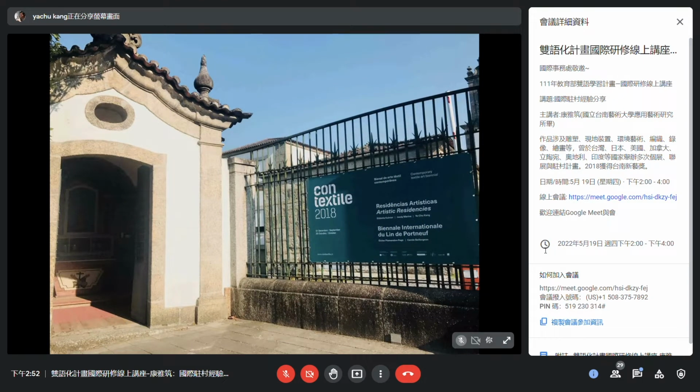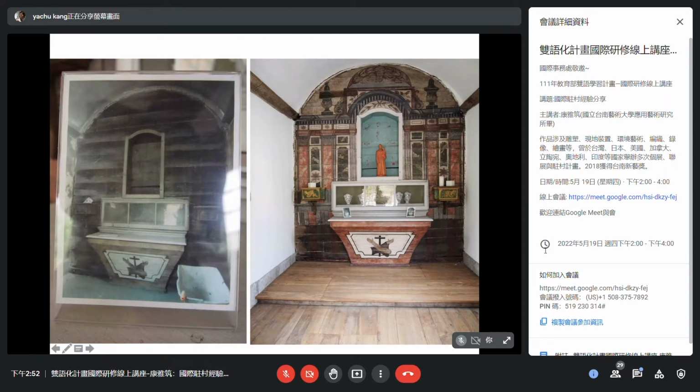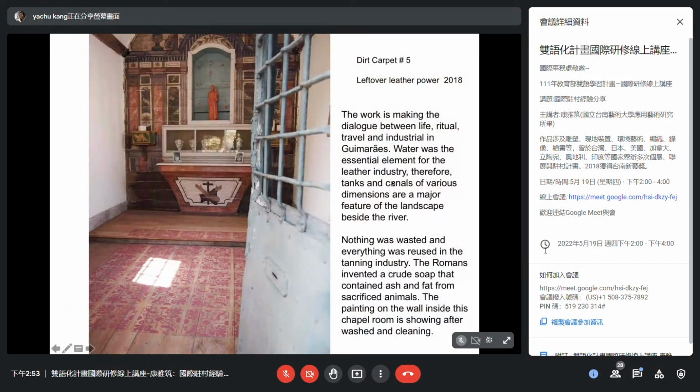And this is before the opening. And you see this small room where I created my dirt carpet. And you can see the wall is very colorful. And here they show this image. You can see there's no picture on the wall because after year and year, the smoke from the candles made the wall become dark and black. So they washed it. So I decided to do this.